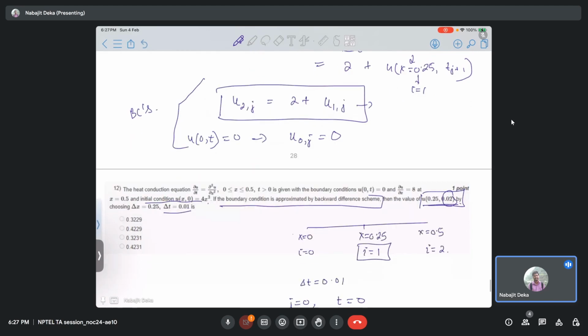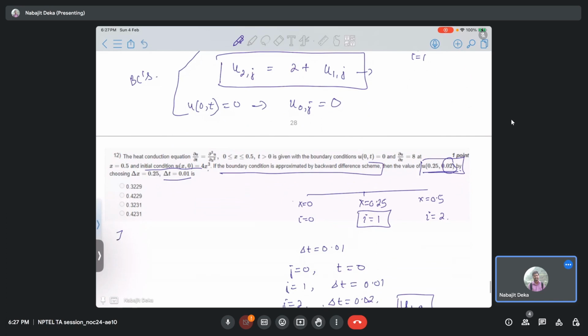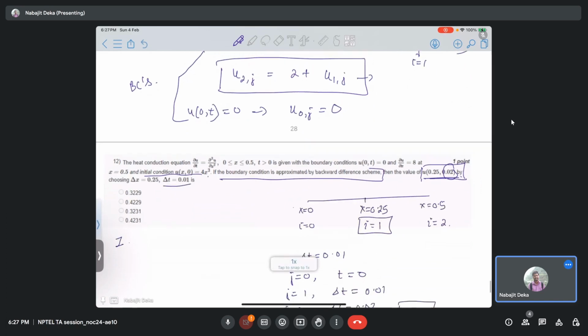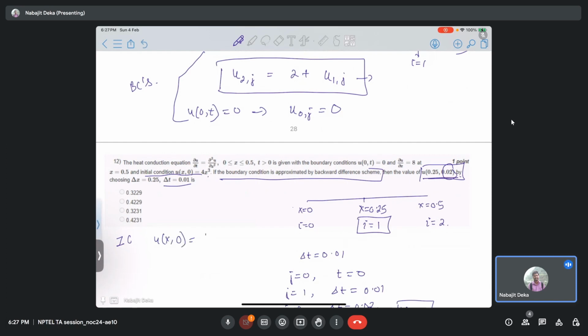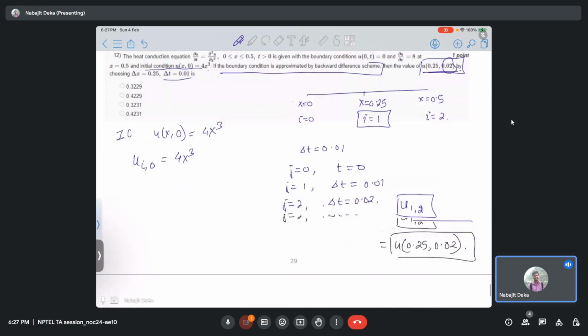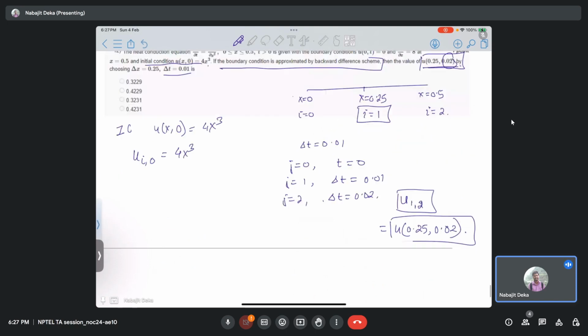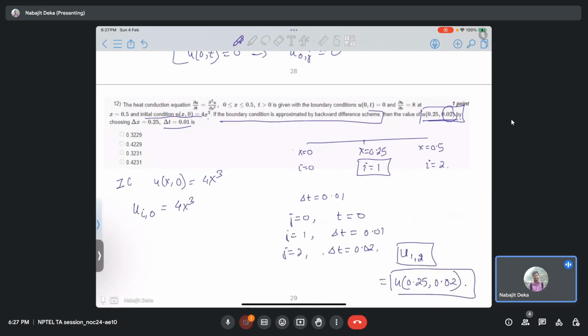Then the initial condition that is being said is u x comma 0 is 4x cube. So what we have is u i comma 0 is 4x cube. So now let's use the explicit scheme. There is nothing mentioned here, so we'll use the explicit scheme.